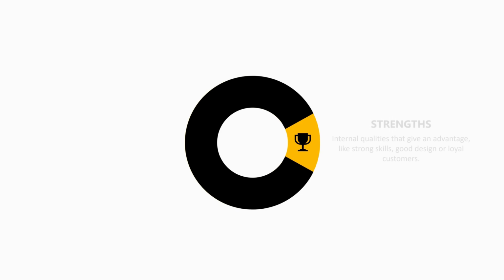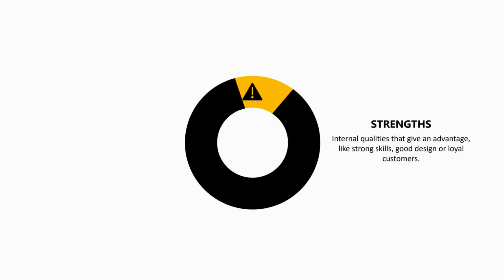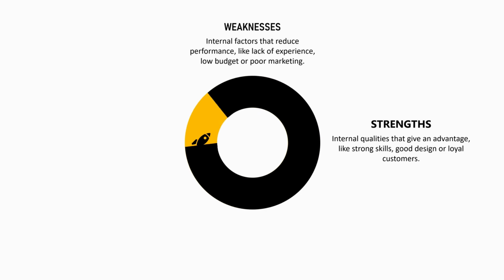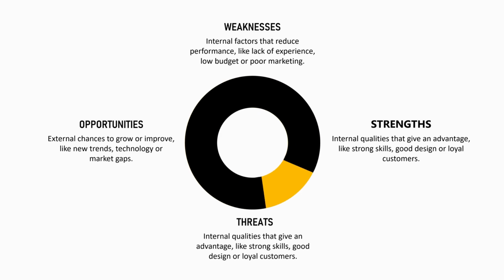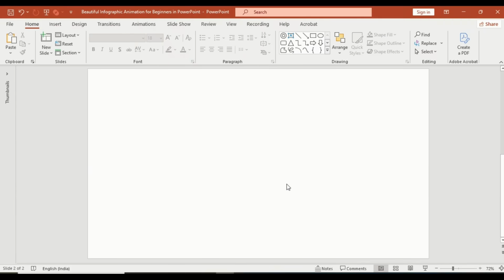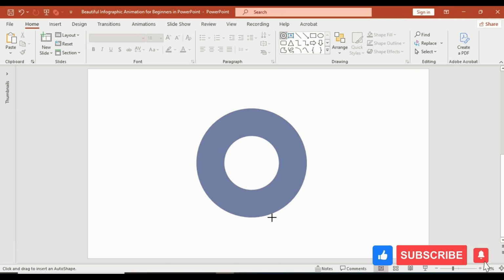Want to make your presentation stand out with smooth professional animation? In this video, I will show you how to create a SWOT analysis animation in PowerPoint. Let's start the video. First, go to Shape, Hollow Circle, hold the Shift key and draw a perfect ring shape.